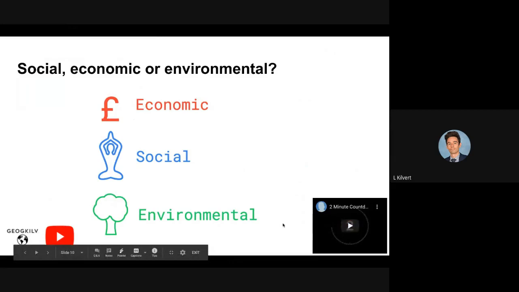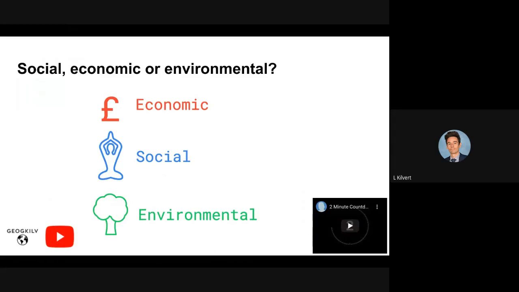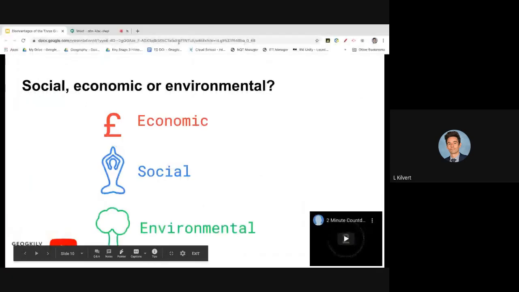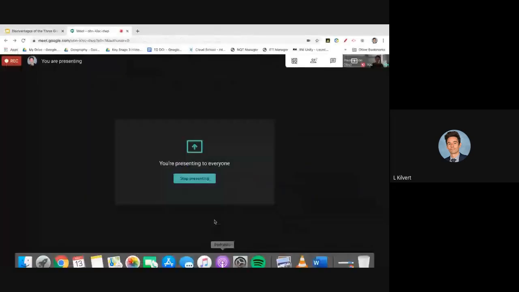What I would like you to do now is go down your list where you've put your bullet points of each of those different negative impacts of the Three Gorges Dam. And I'd like you next to them to put in brackets some kind of categorization, to say whether they're economic, social, or environmental impacts. I'm going to give you 2 minutes to do this, but if you need more time, that's absolutely fine.